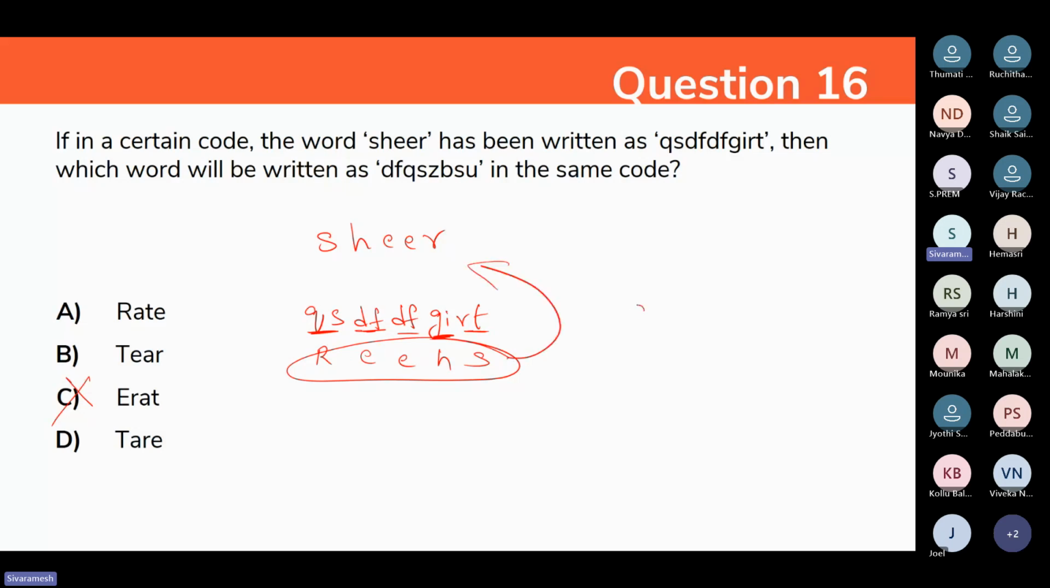Now, if you observe the code here: DF, QS, ZB, SU. The letter in between D and F is E. Q and S, R. Z and B, A. S and U, T. Yes, between Q and S we have the letter R. But the majority of the people think the answer will be the same order. But if you observe the logic here, the letters are reversed, so it should be T-A-R-E. So the correct answer is D. Only very few people posted option D.